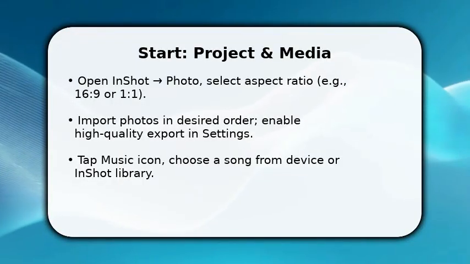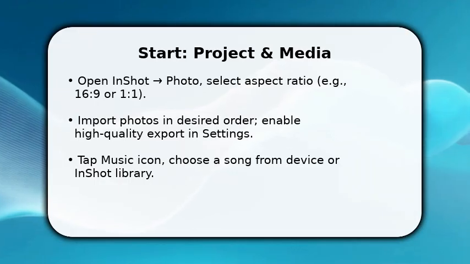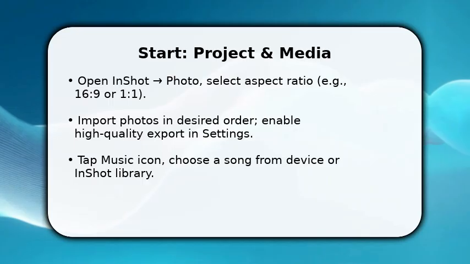You begin by creating the project and importing assets so edits are precise. First, open InShot and pick photo, then choose the correct aspect ratio for your platform. This prevents cropping later. Import your images in the order you want them to appear.